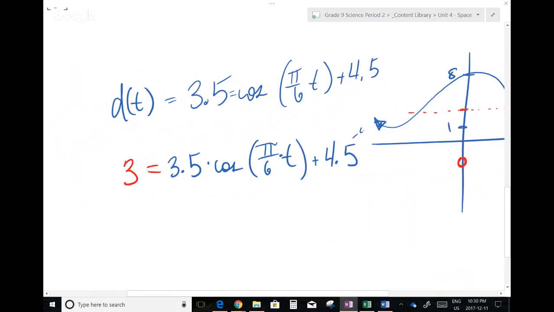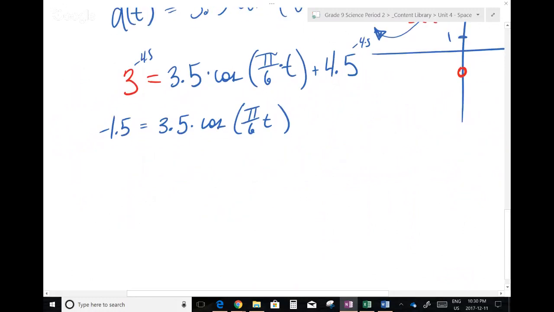First, we're going to subtract 4.5 from each side, and we'll get negative 1.5 equals 3.5 times the cosine of pi over 6 t. By the way, I encourage you at every stage to pause this and see if you can figure out the next step, and see if you can get all the way, and only press play if you feel like you get stuck. Anyway, I'm going to kind of move quickly here. But eventually, we want to solve for this t. So we've got to get t by itself. And the next step is going to be to divide this side by 3.5. And what we do to one side, we must do to the other.